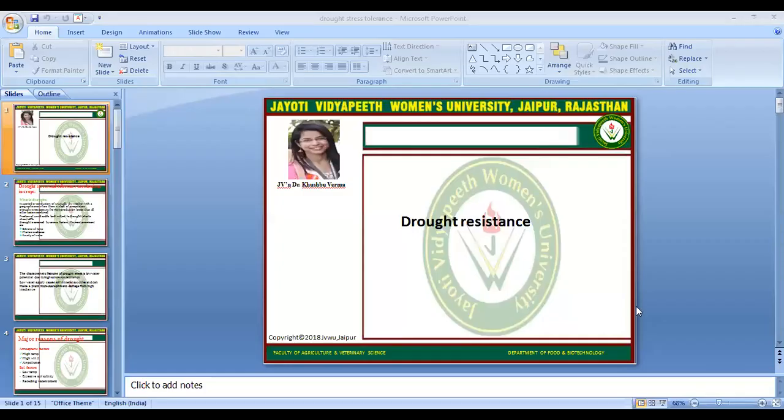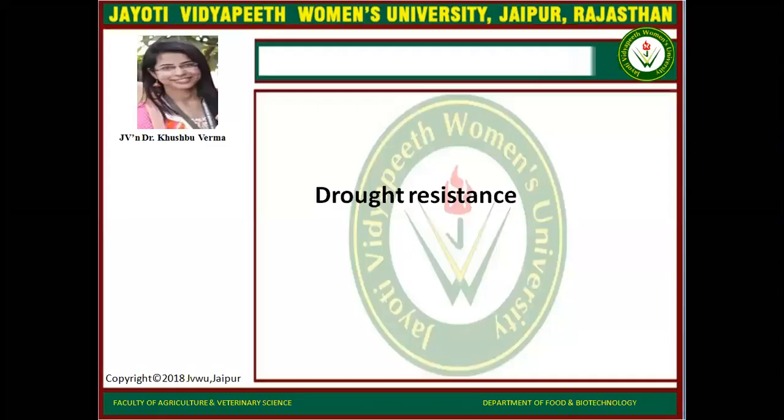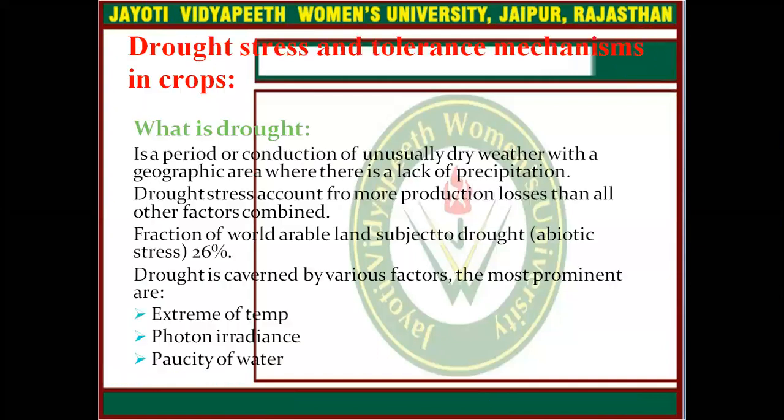Today we will discuss drought resistance and drought stress conditions, where water supply is very less. It is a period or condition of unusually dry weather within a geographic area where there is a lack of precipitation.